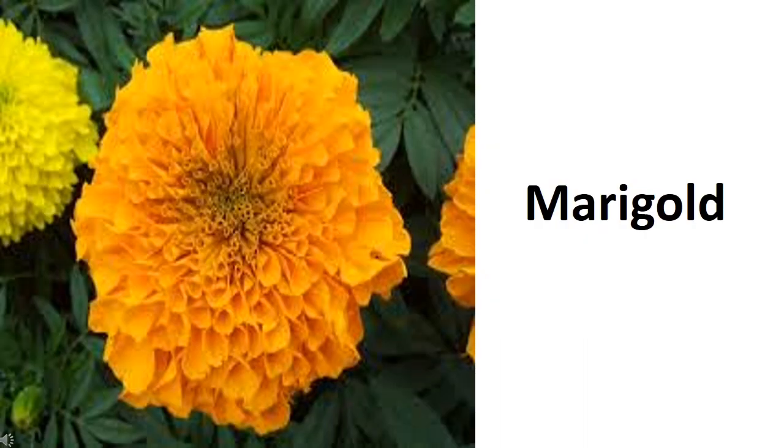Children, can you identify this flower? Yes, this is marigold. Marigold is generally small and round in shape. They grow in bunches. In India, it is the most grown flower and it is available in two colors, orange and yellow. Marigold is generally used for decoration like rangoli, making garlands and in marriages or any auspicious functions.